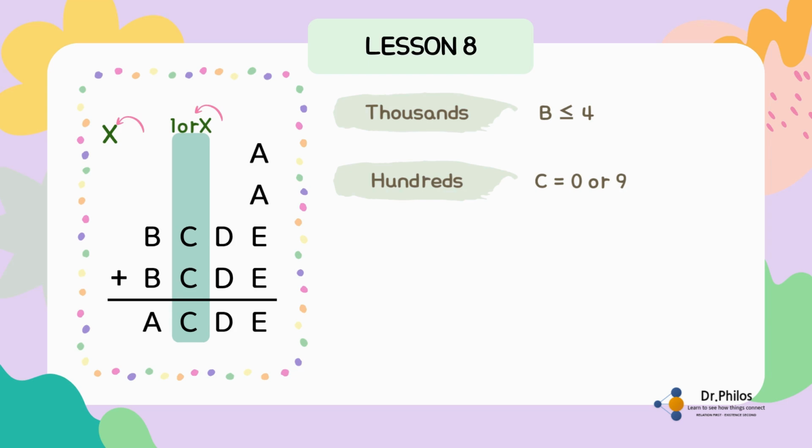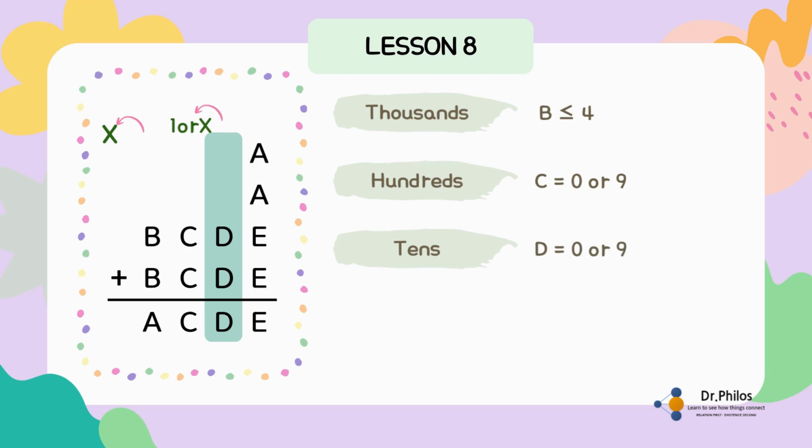Good. Shall we look at the tens place then? It is d plus d, and the result is also d. It's exactly the same as the hundreds place. d is also 0 or 9. Wait, something is weird. If d is 0, there is no carryover to the hundreds place, so c is 0. Then c and d become the same number.